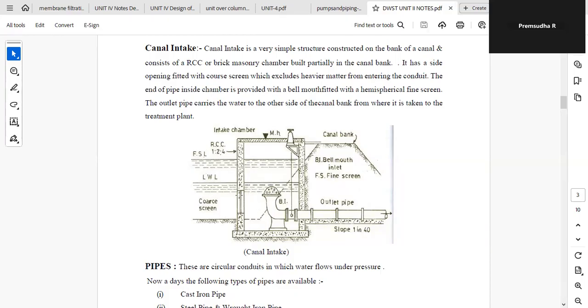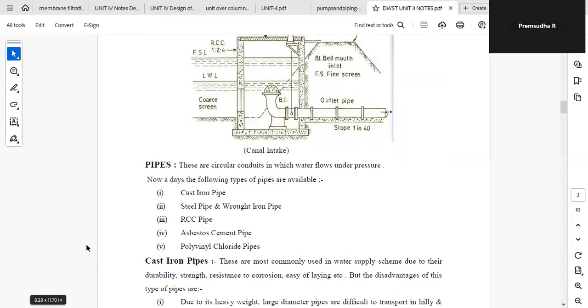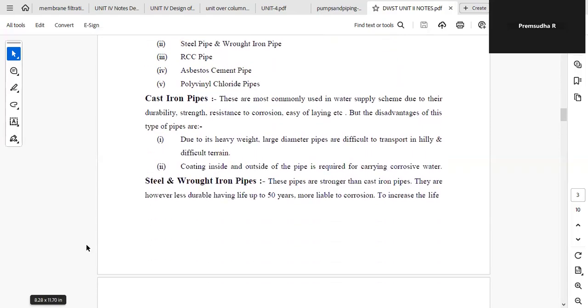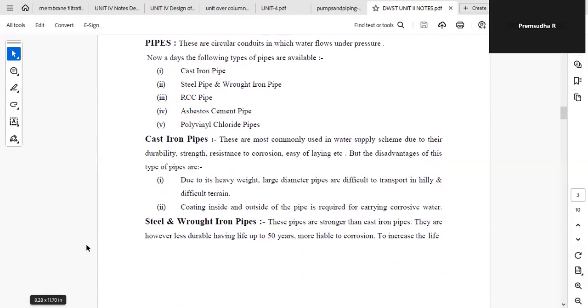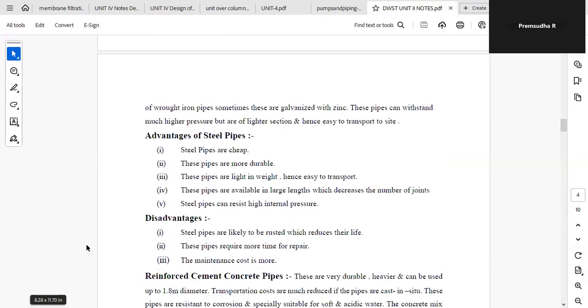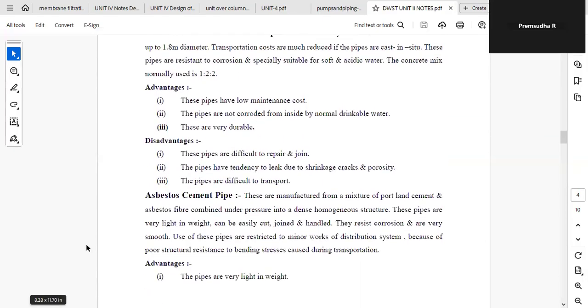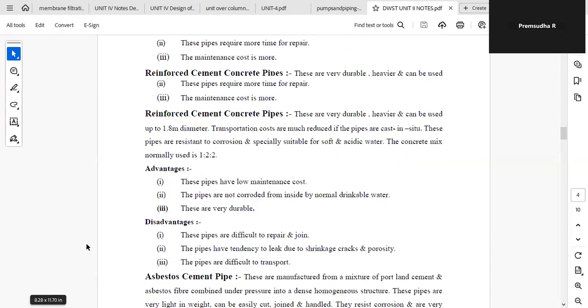The outlet pipe carries the water to the other side for the treatment. Next is pipe. The pipe we are using to supply the water to the system.